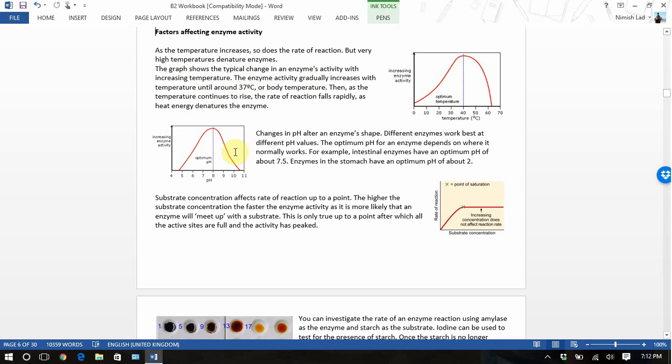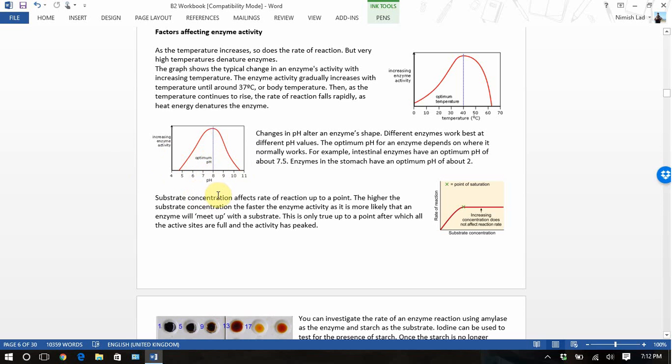And in pH, again, that optimum point can vary. It increases to its optimum point and then decreases again as it denatures. Okay, but that optimum pH can be anywhere depending upon the situation and what we're using it for. So intestinal enzymes generally have an optimal pH of about 7.5. However, enzymes in the stomach have an optimal pH of about 2 because in the stomach, it's very acidic conditions.